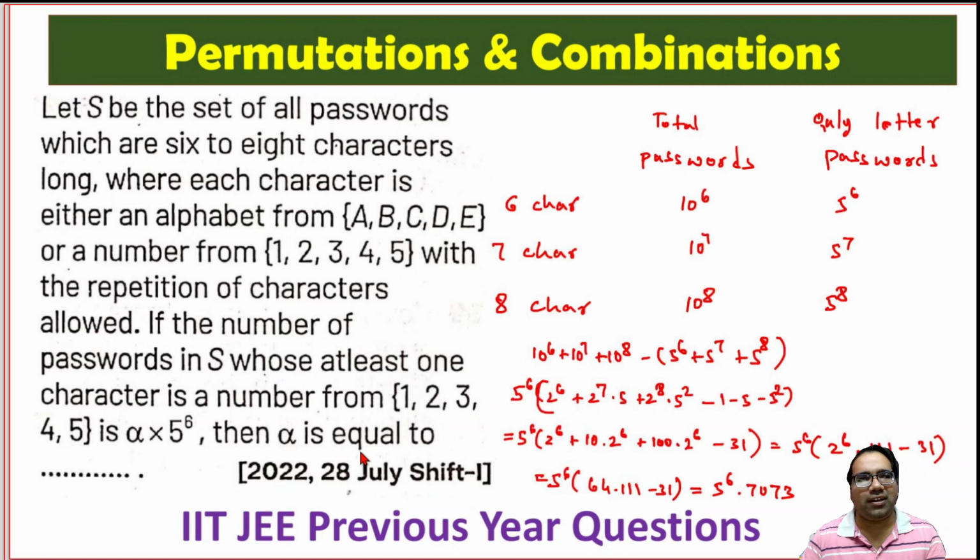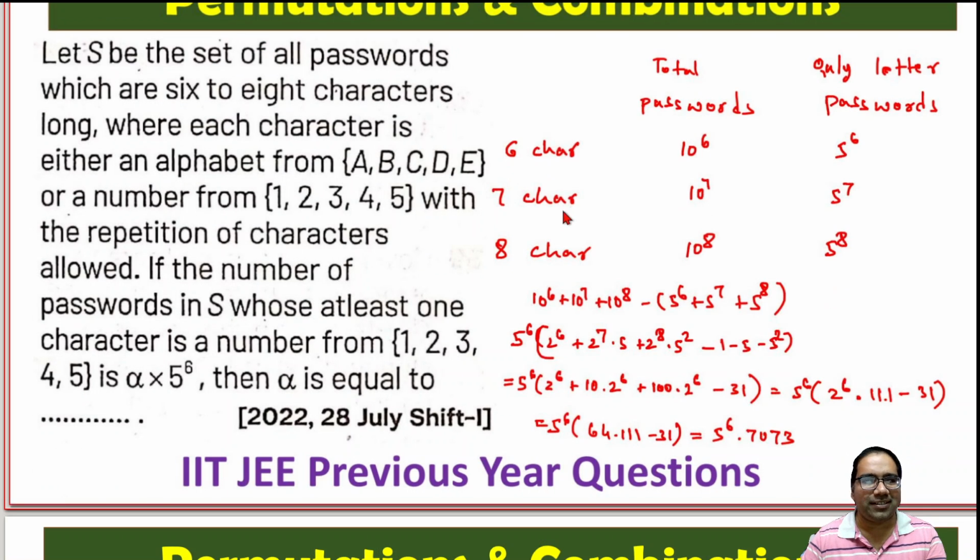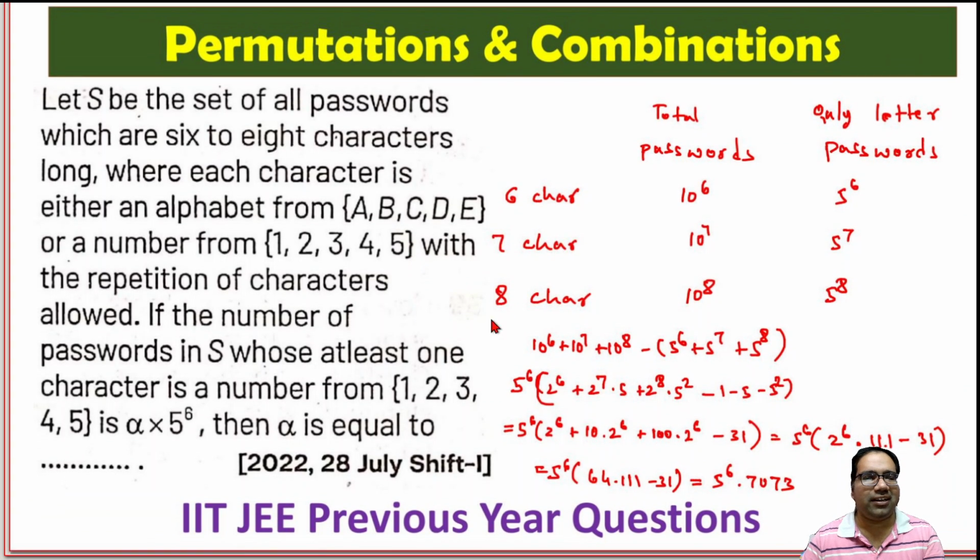So we can have three kinds of passwords: 6 characters, 7 characters, and 8 characters. Now, for 6 characters, what are the total passwords that can happen? We have 6 places: 1, 2, 3, 4, 5, 6. Each place can have one of these 5 letters or these 5 digits, so each place has 10 options: 10, 10, 10, 10, 10, 10. We can choose either one of the 5 letters or one of the 5 digits, so we have a total of 10 options for each place.